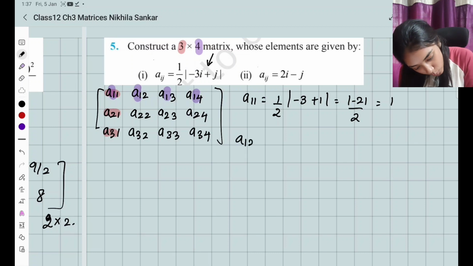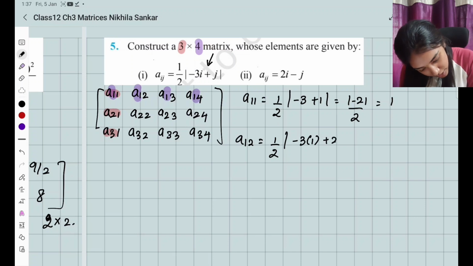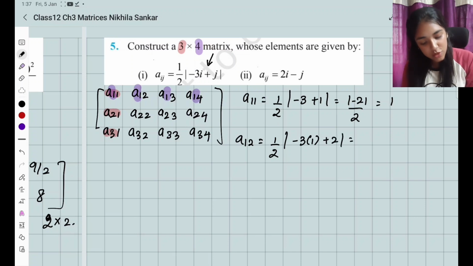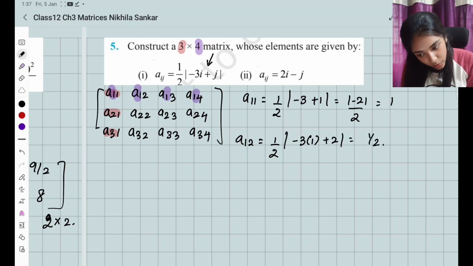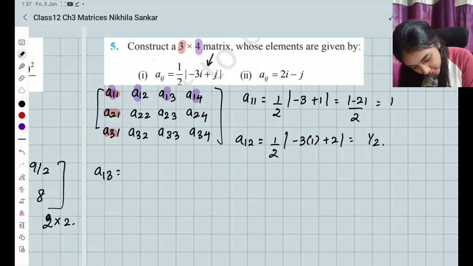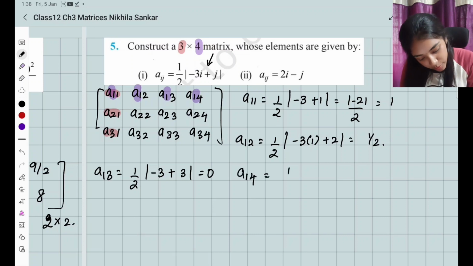Okay. So A12 is going to be half absolute value minus 3 times 1 plus 2. So this is going to be minus 3 plus 2, minus 1. So minus 1 by 2. Absolute value, the value is going to be 1 divided by 2. Again A13. So this is going to be half times minus 3 into 1 plus 3. So this is going to be 0. Similarly A14. First row இப்போ போடு. So half times minus 3 plus 4.